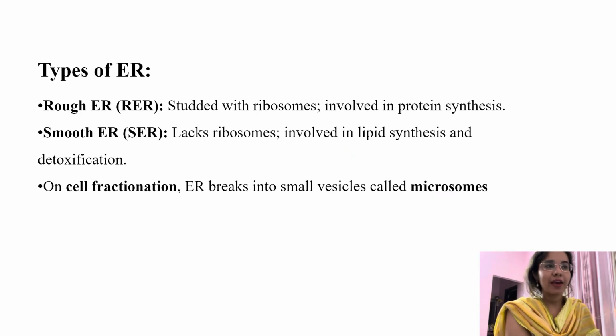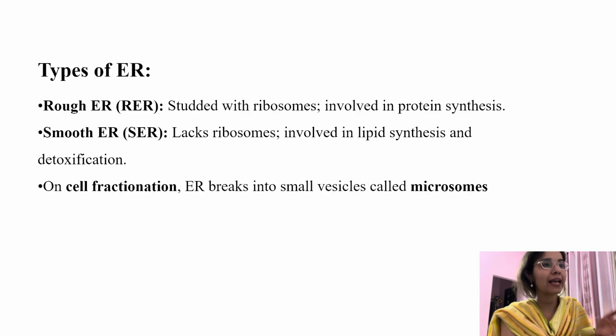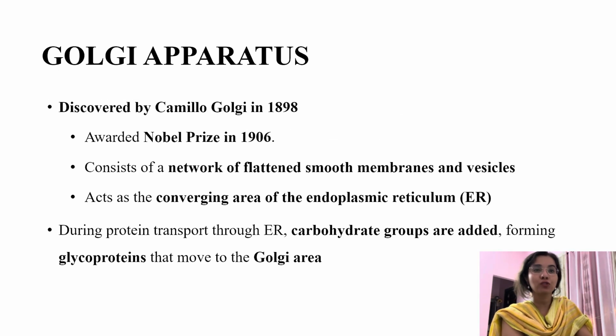So types of endoplasmic reticulum: rough, studded with ribosomes, involved in protein synthesis, whereas smooth endoplasmic reticulum lacks ribosomes and is involved in lipid synthesis and detoxification. On cell fractionation, endoplasmic reticulum breaks into small vesicles called microsomes.